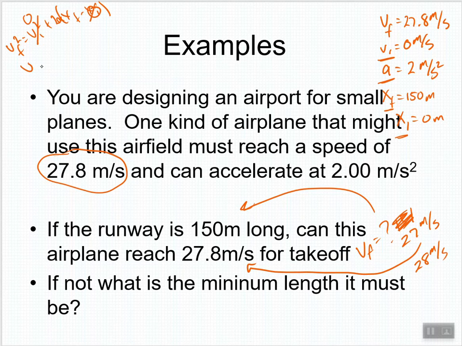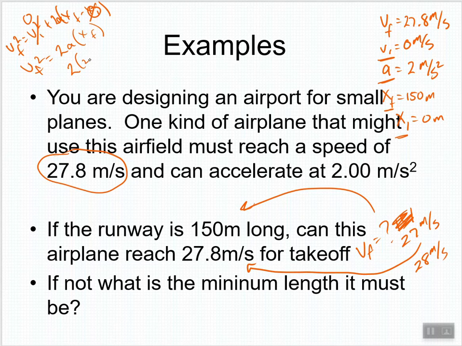And I'm left with VF squared equals 2A times XF, because 0 plus anything is just 0, and XF minus 0 is just XF. So now I've simplified this equation quite a bit. So I'm going to plug in what I know.